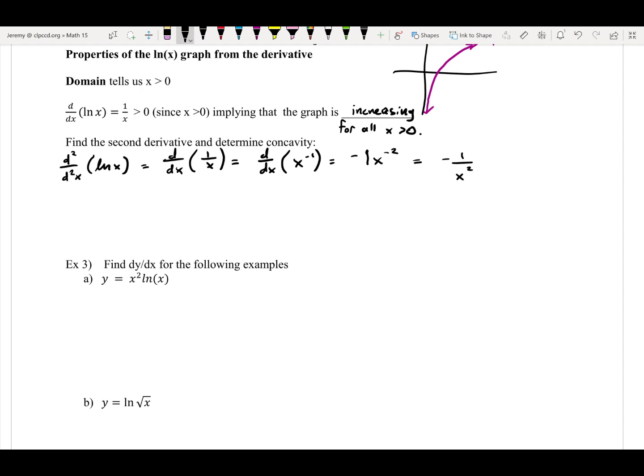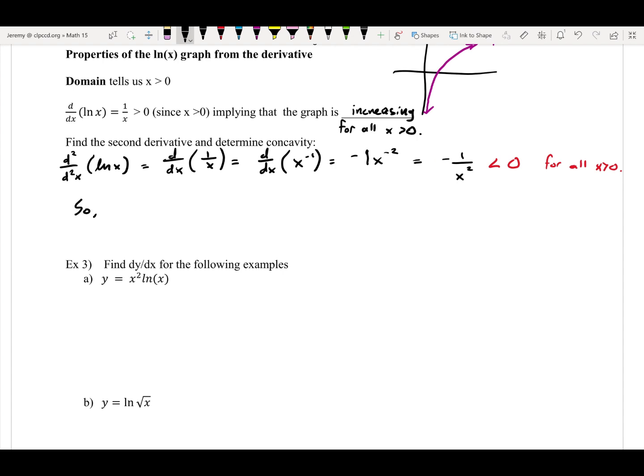Notice that this is going to be less than 0 for all x in the domain. Really for all x no matter what, because if we square x no matter what it is, that's going to make it positive, and then when we multiply it by a negative, it's going to be negative. This implies that the graph is going to have downward concavity across its entire domain.